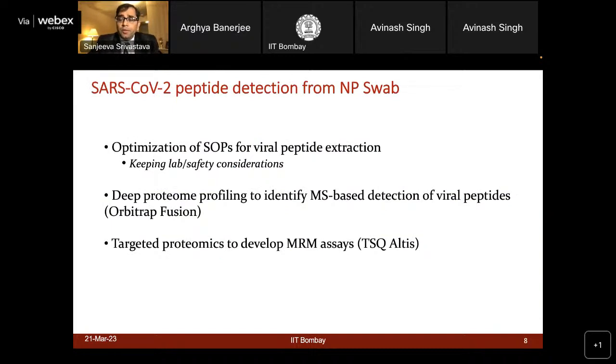So when we were trying to investigate the COVID-19 problem, first we were getting nasopharyngeal swab samples from the hospitals. The idea was, can we take the leftover samples of these patients? Very generously, our various clinician partners from Kasturba Hospital and Jaslok Hospital, especially Dr. Jayanti Shastri and the late Dr. Om Srivastava and many other clinicians, collaborated with us and helped us look at various SOPs which we could optimize for viral peptide extraction from these nasopharyngeal swab samples.